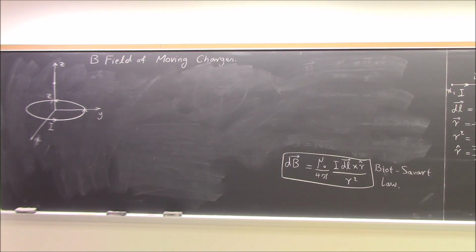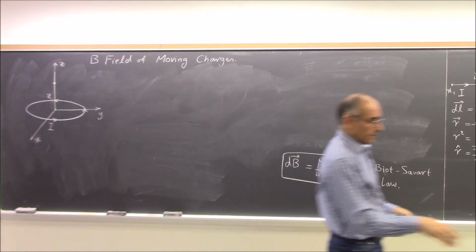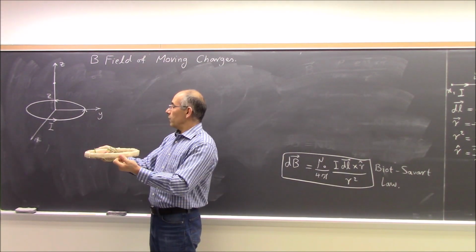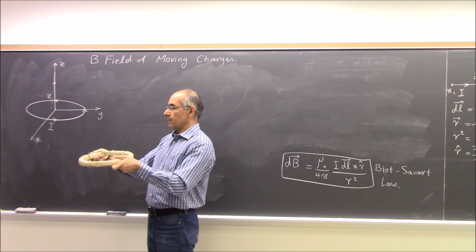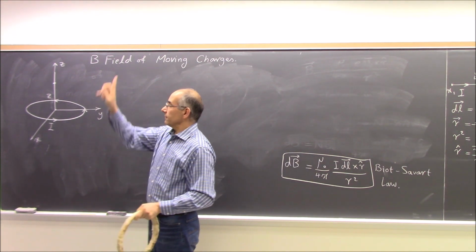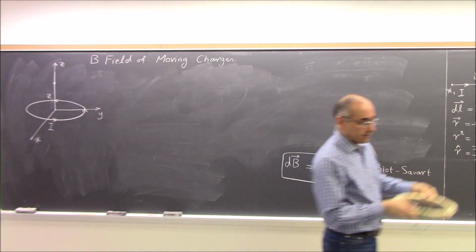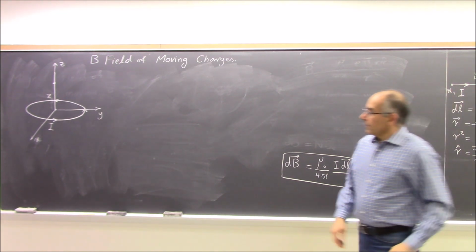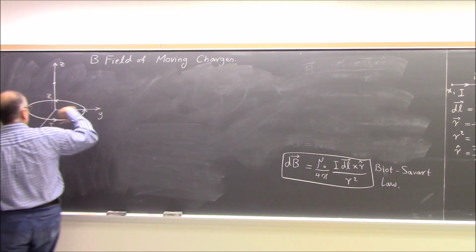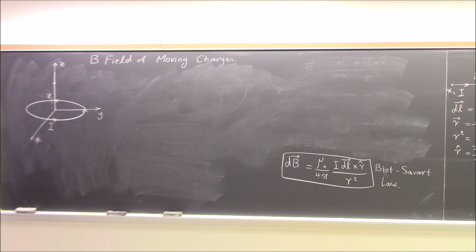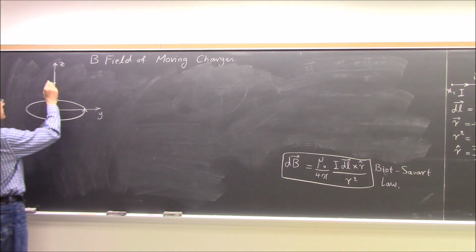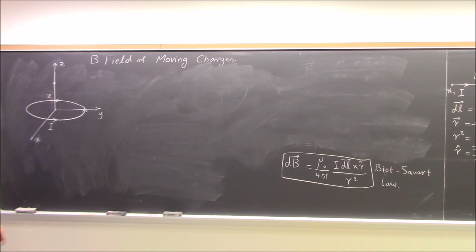Alright, we have a loop of wire like this, sitting on the XY axis, horizontal, and the Z axis is the axis of the coil, like that. And there's a current going around like this. We want to find the magnetic field of this loop of current at this point, at the distance Z from the center, but along the axis of the loop.